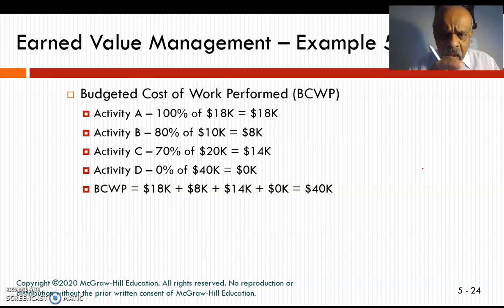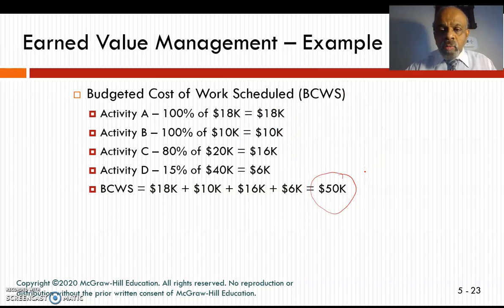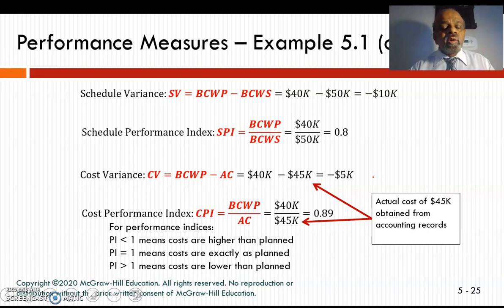So for activity A, 100% has been performed with 18,000, so it is $18,000. For activity B, only 80% has been done, which is 8K, which is $8,000. So if we can add all these, we get $40,000. So your BCWP is $40,000 and your BCWS is $50,000. Now let's calculate what the variances are. This gives you the story of the entire project.